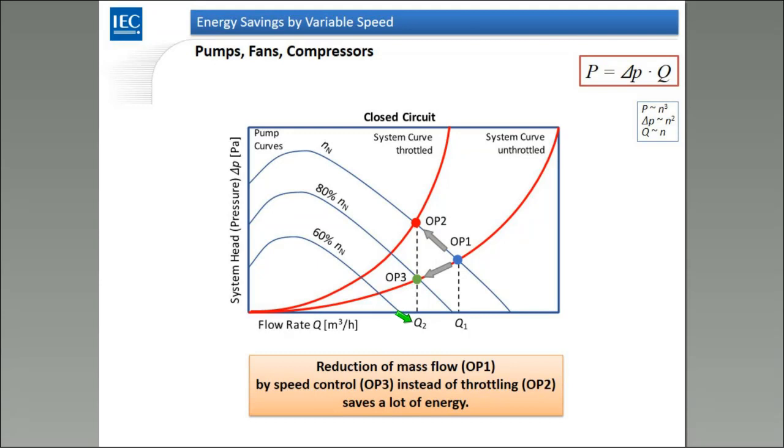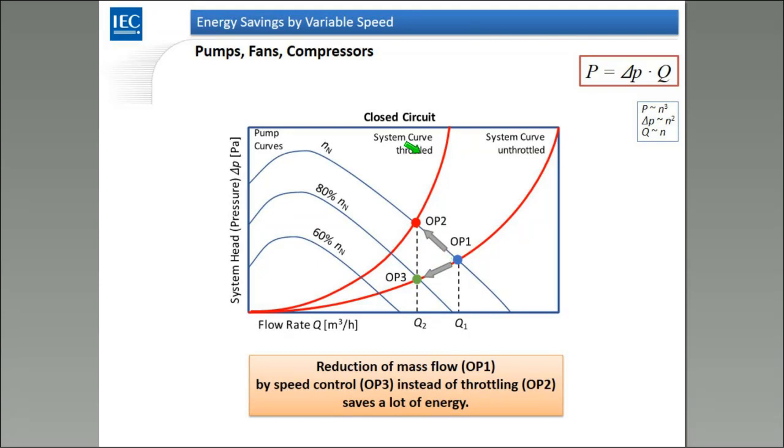Here at operating point 2, we get the desired reduced flow rate, Q2. However, we need full power because if you look at the power equation, we have reduced the flow rate, so Q is going down, but at the same time we have increased the pressure because we've closed a valve. So delta P is going up, so the power that we need here in operating point 2 is more or less the same as the power that we needed in operating point 1. But we're pumping much less fluid, so the efficiency drops considerably. We're wasting a lot of energy.